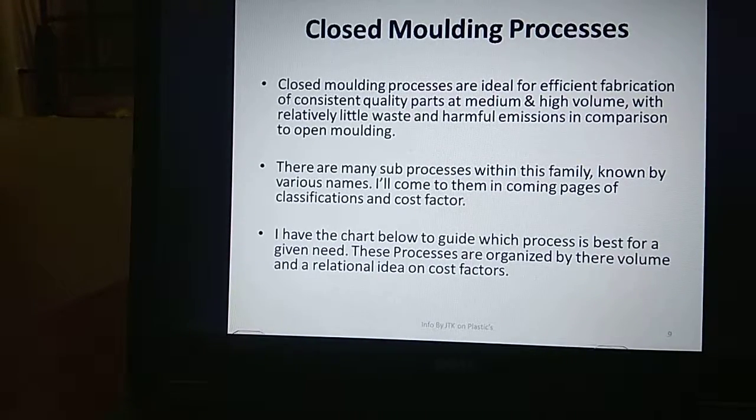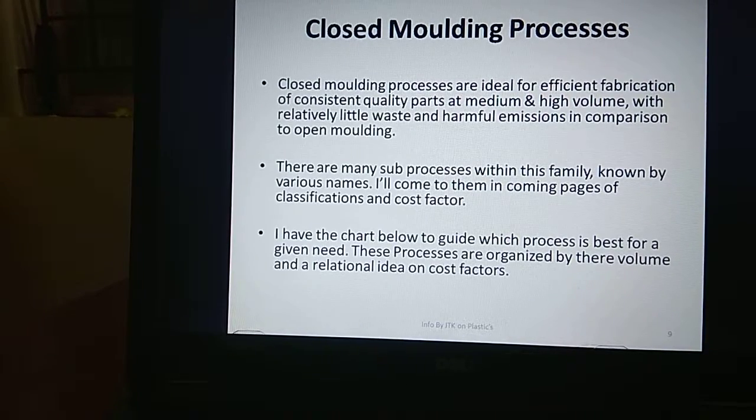Let us now look at the closed molding process. Closed molding processes are ideal for efficient fabrication of consistent quality parts at medium to high volume requirements, with relatively little wastage and harmful emission in comparison to open mold processes. There are many sub-processes within this family known by various names. I will come to them in the coming pages, or coming now.